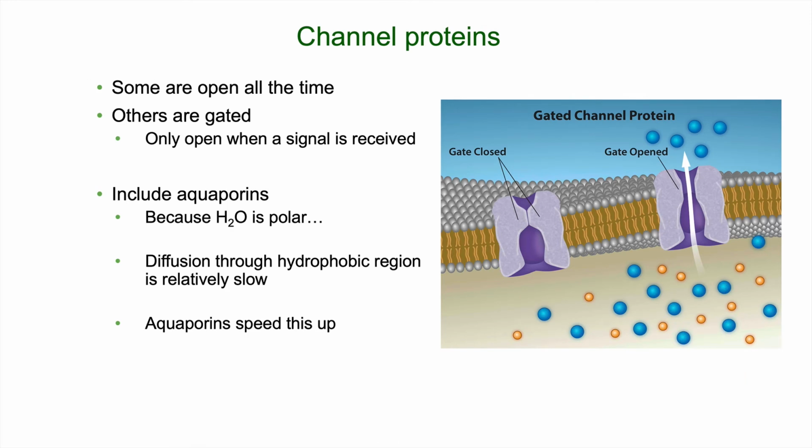Channel proteins, sometimes they're open all the time, other times they're gated, where the cell can close the gate to keep them from allowing whatever would rapidly come through. One of the best examples of channel proteins are aquaporins. Remember, water's a polar molecule. It's got slightly positive hydrogens and a slightly negative oxygen. And because of that, it doesn't pass through this hydrophobic tail region very well. It's very, very slow. So if the cell needs to speed up the flow of water into or out of the cell, it can open up the aquaporin, and now water can readily move through and get to equilibrium faster.